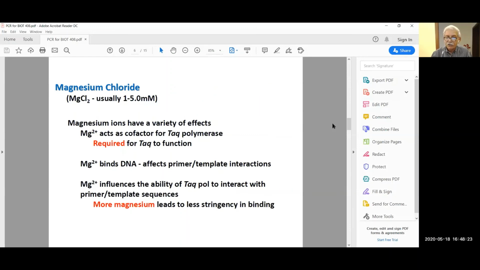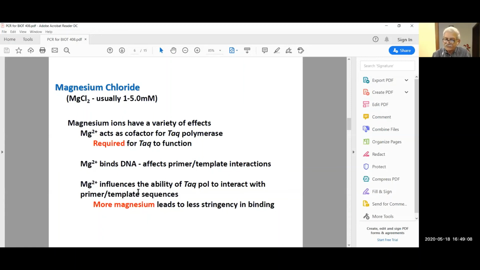Okay, so magnesium chloride, it is a cofactor. Magnesium is a cofactor, as I already mentioned. It binds DNA and affects primer template interaction. A higher concentration of magnesium chloride leads to non-specific binding. Don't go beyond 3 millimolar. If you go beyond 3 millimolar, you will get a good amplification of your desired product, but at the same time, you will see other DNA fragments are also getting amplified. So it will not be a pure amplification. Avoid higher concentration of magnesium chloride.